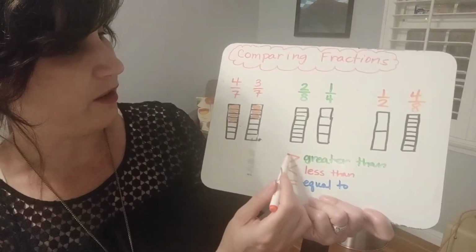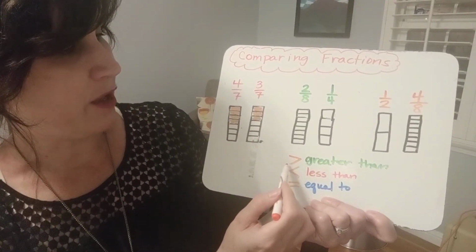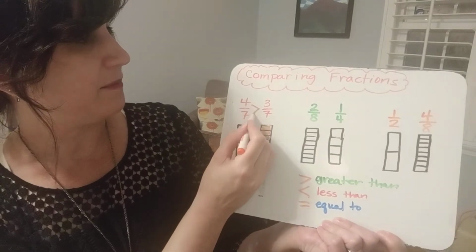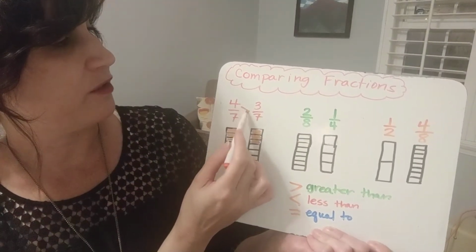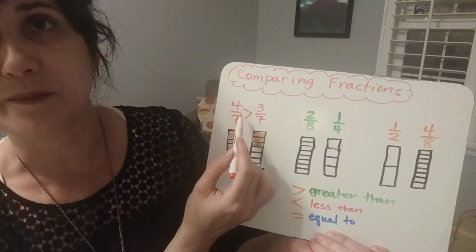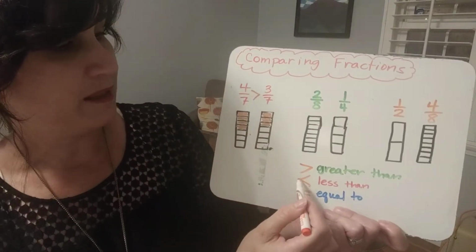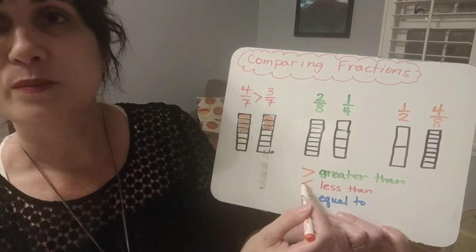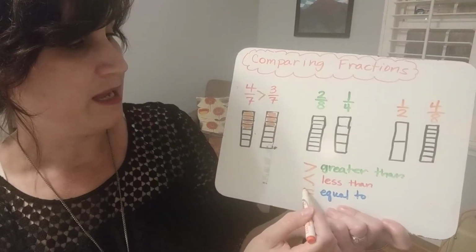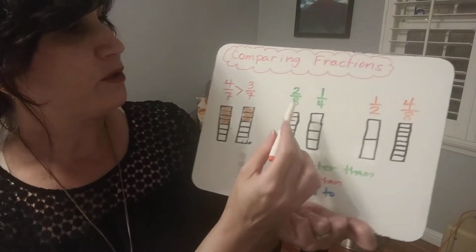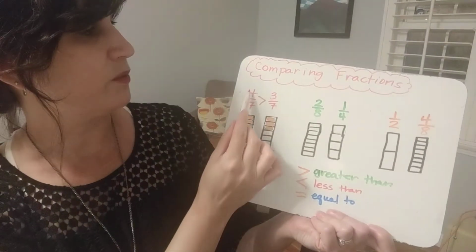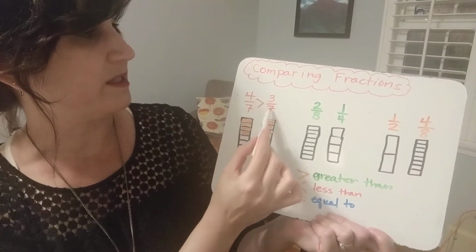So looking here, the big open mouth is going to chomp and eat up that bigger number. It's like the Pac-Man. His open mouth, or the alligator's open mouth, is going to eat up that big number. So it always faces the big number. The little pointy part always is pointing to the smaller number, and this would be an equal sign because they are the same or equal. So this would read 4/7 is greater than 3/7.